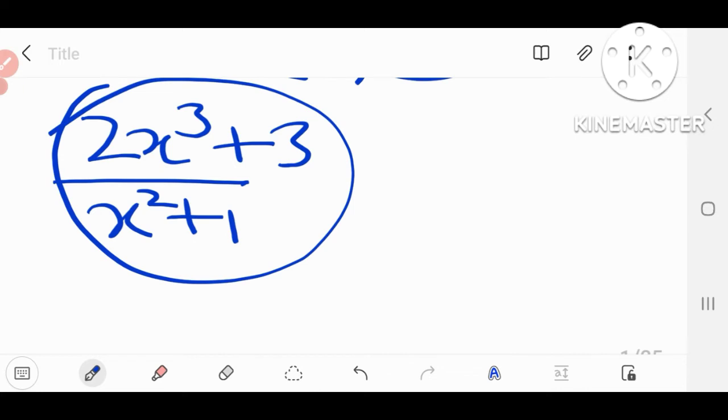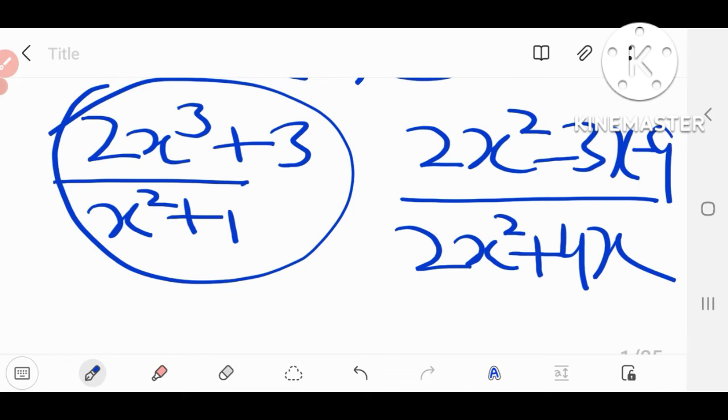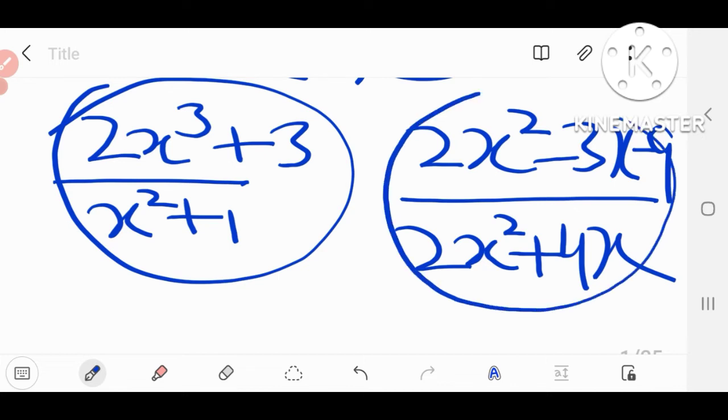Similarly, as with numbers, when the numerator and denominator were the same, they were also called improper fractions. Similarly, we can also write 2x square plus 3x minus 9 divided by 2x square plus 4x. Now this one is also an improper fraction because the degree of the polynomial in the numerator and the degree of the polynomial in the denominator are both the same. So this type of algebraic fraction is also called an improper fraction.